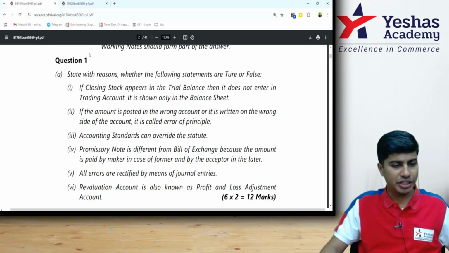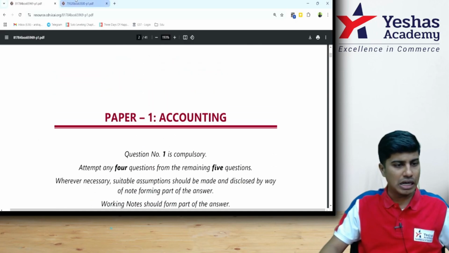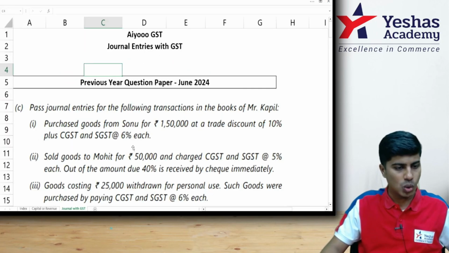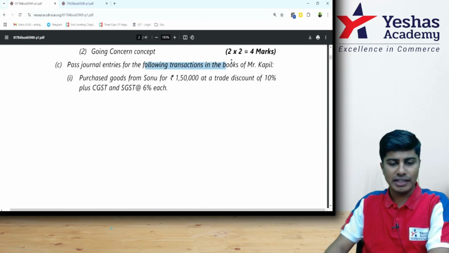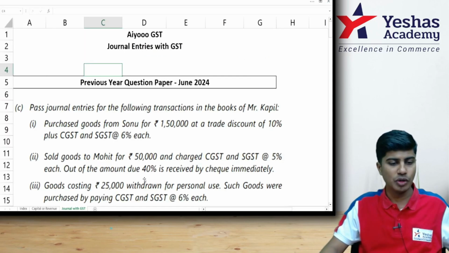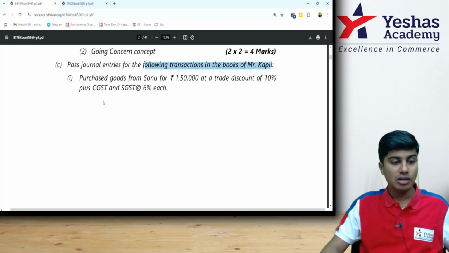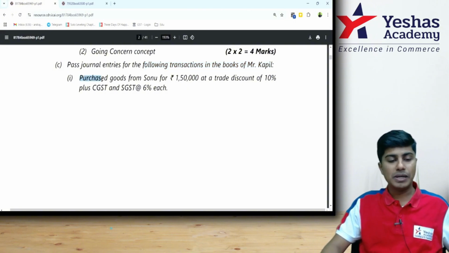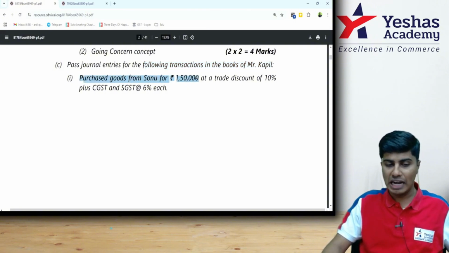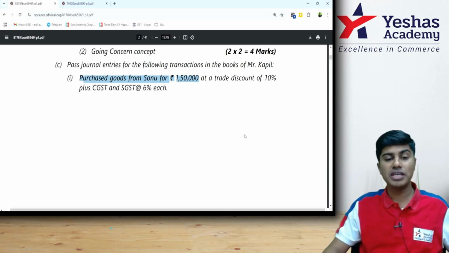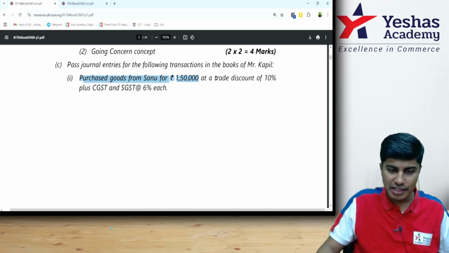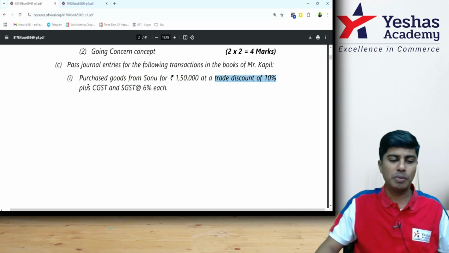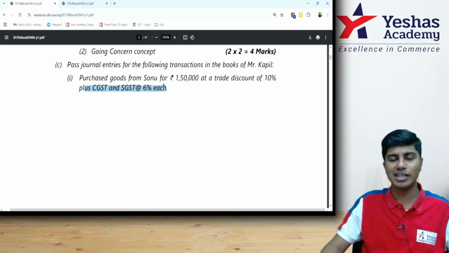So previous year question, June 2024, we are seeing question 1C. Pass journal entries for the following transactions in the books of Mr. Kapil. So we're going to do accounting in the books of Mr. Kapil. Purchased goods from Sonu for rupees 1,50,000. And on this, there is a trade discount of 10%. And after availing trade discount of 10%, we are supposed to pay CGST and SGST also alongside at 6%.